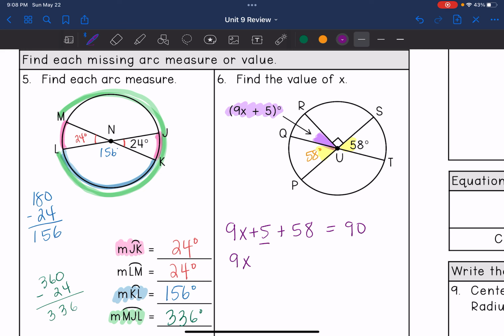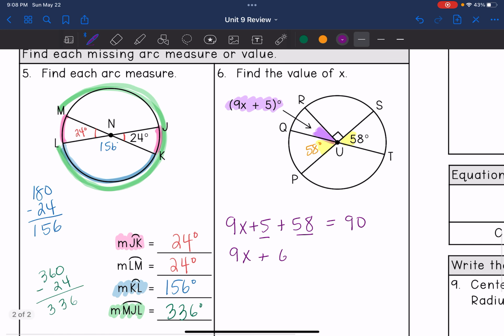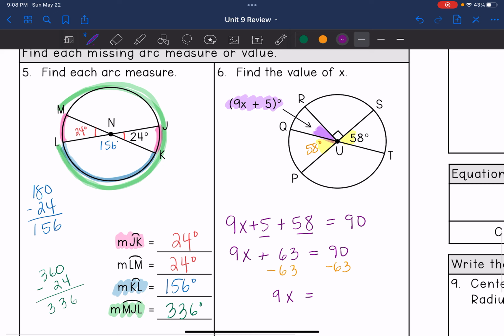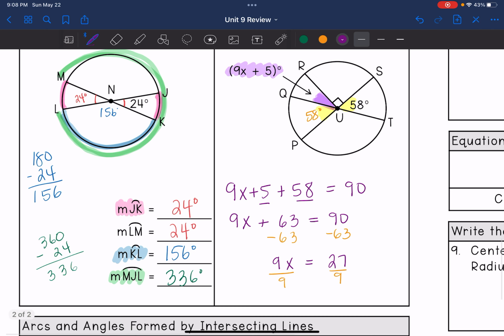We're going to combine our like terms. So that becomes 63. Let's subtract that 63 from both sides. So 9x equals 27. And then last step is to divide by that 9. So x equals 3.